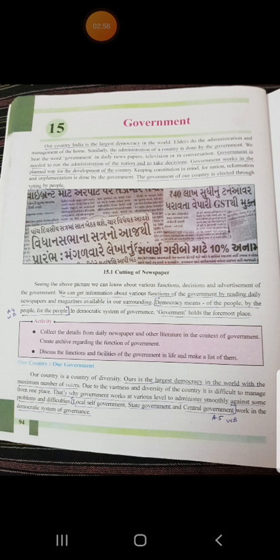Seeing the above picture, we can know about various functions, decisions and advertisements of the government. Above, the cuttings of newspapers are shown, and from them we can see what functions, decisions and advertisements the government is taking. We can get information about the various functions of the government by reading the daily newspaper and magazines available in our surroundings.